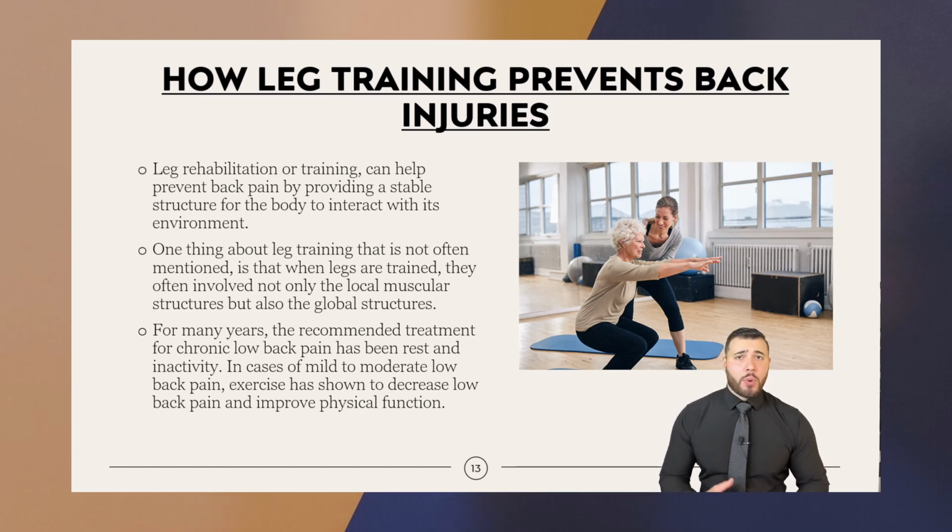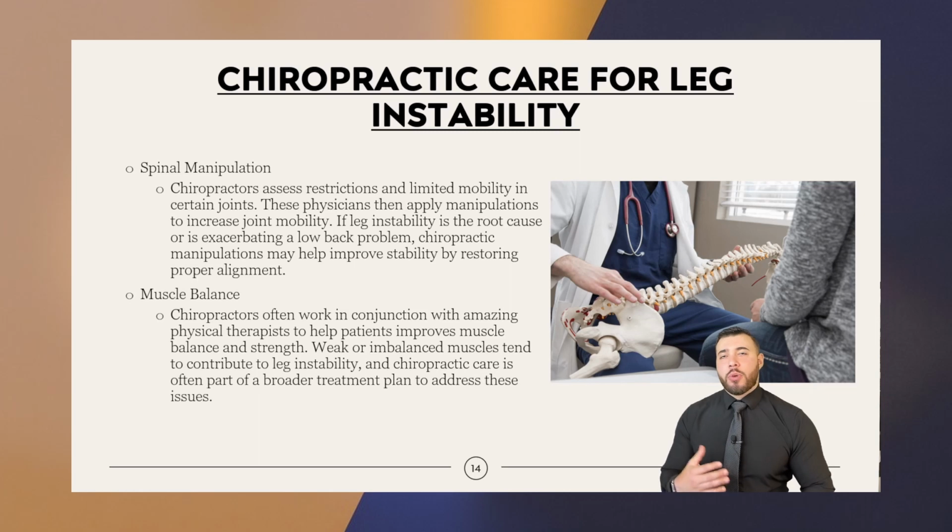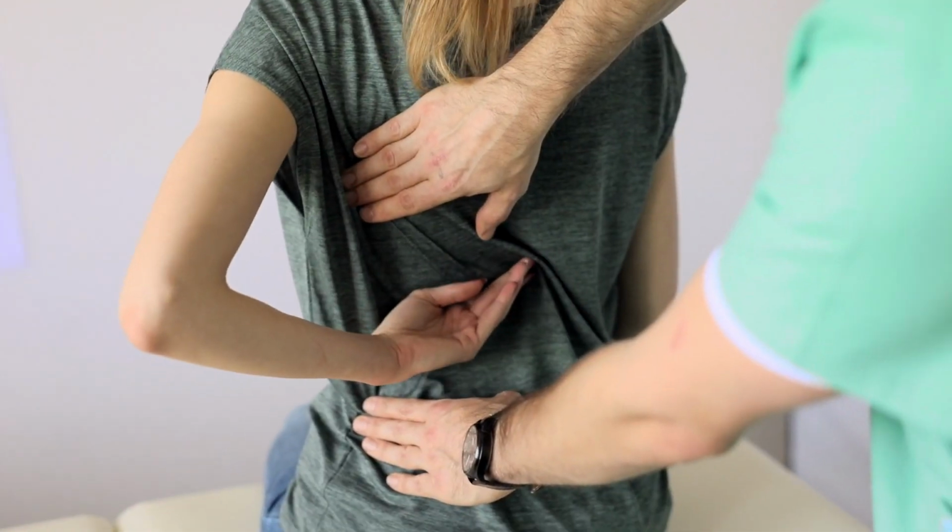For many years, the recommended treatment for chronic low back pain has been rest and inactivity. In cases of mild to moderate low back pain, exercise has been shown to decrease low back pain and improve physical function. So how can chiropractic care help with leg instability? The first one is spinal manipulation.